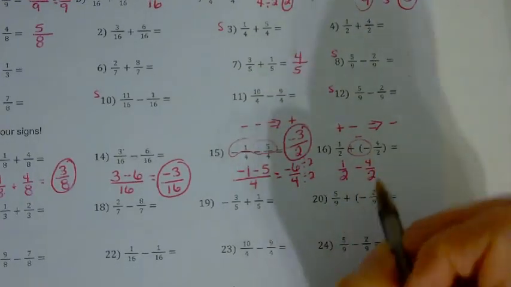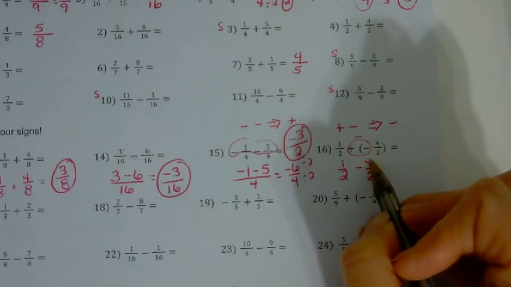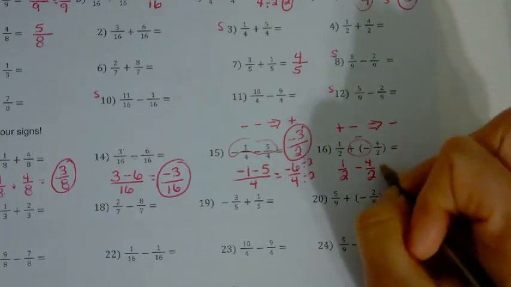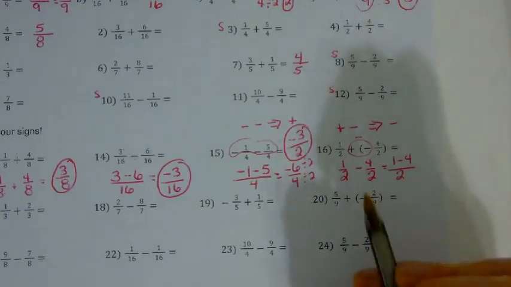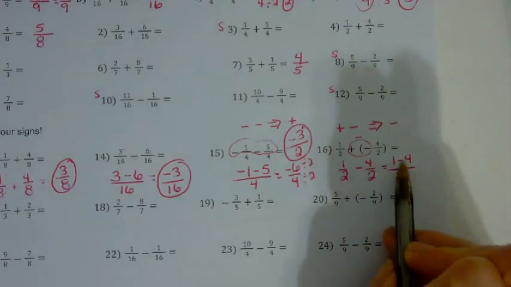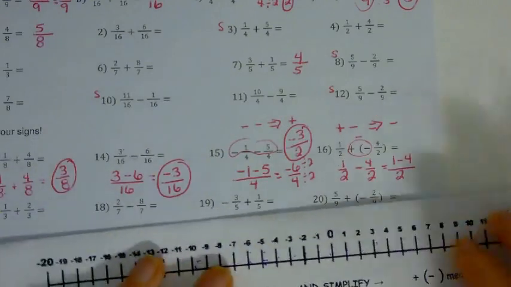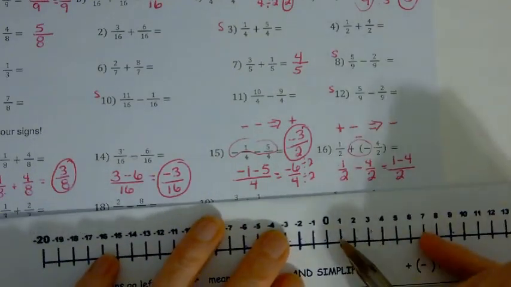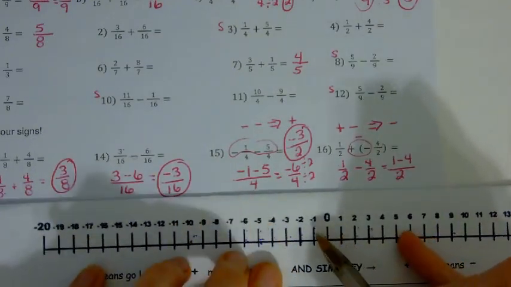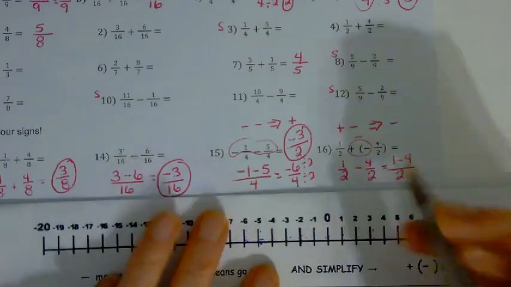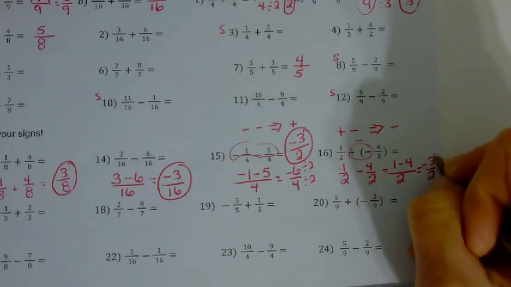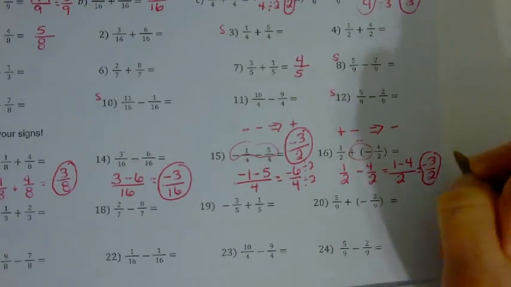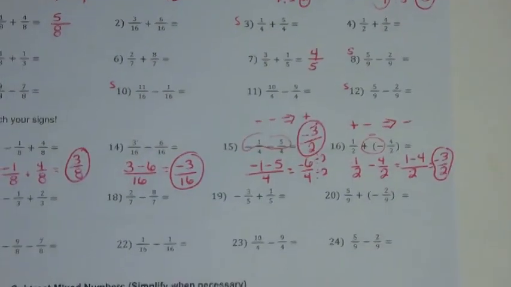Now we have 1 minus 4. Those are going to be on the top, right? 1 minus 4 goes on the top, and then 2 is going to be on the bottom. So 1 minus 4 is, and use your number line, or if you know how to do this in your head, 1 minus 4, 1, 2, 3, 4, is -3. So we get -3 on the top and 2 on the bottom. And we are done with that one.